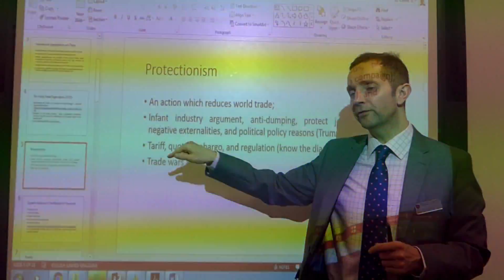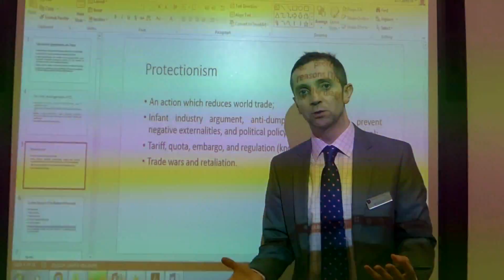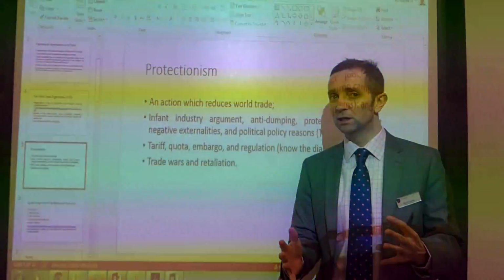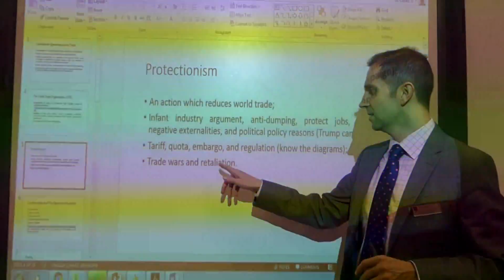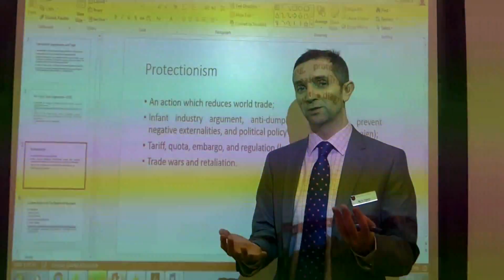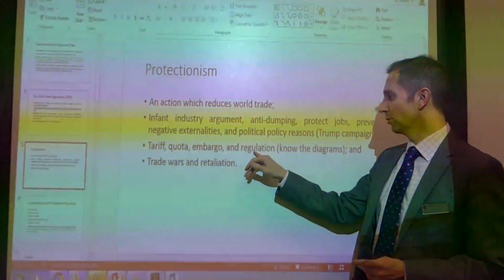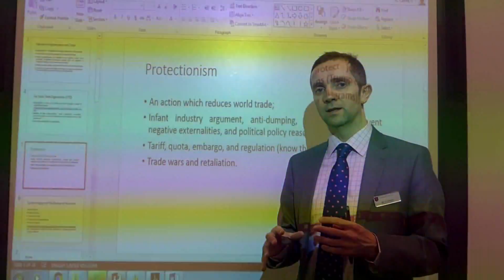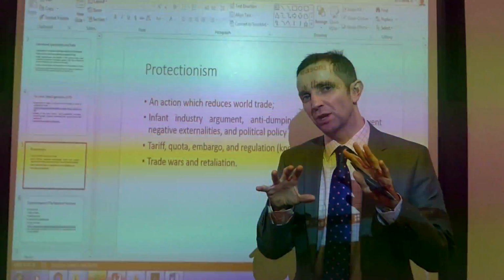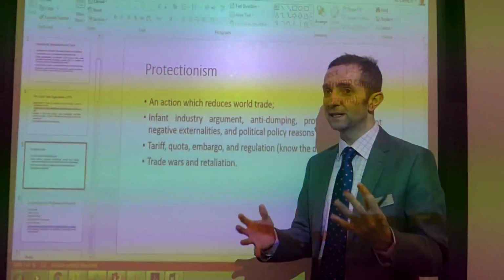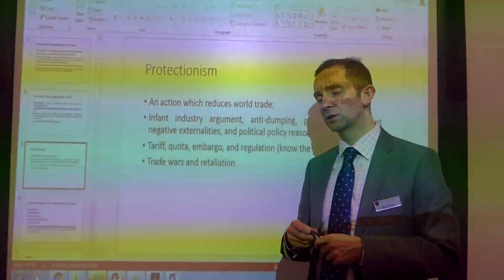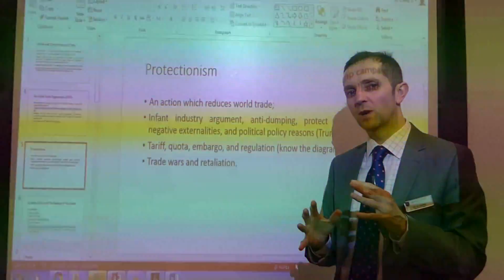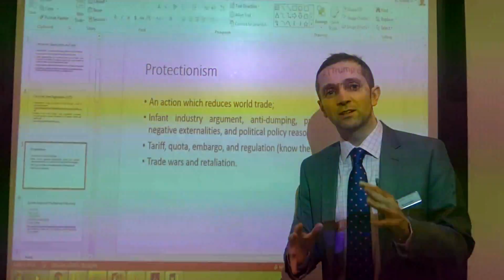So here we have a tariff, which is a tax on a good as it crosses a national boundary. A quota, which is a physical limit on the amount of goods. An embargo, which is a total ban. And regulation. So regulation can be things to do with what happens to goods when they reach a port and how difficult or easy you make it for those goods to go through the customs whenever they arrive. So these are the various methods cited in your textbook.